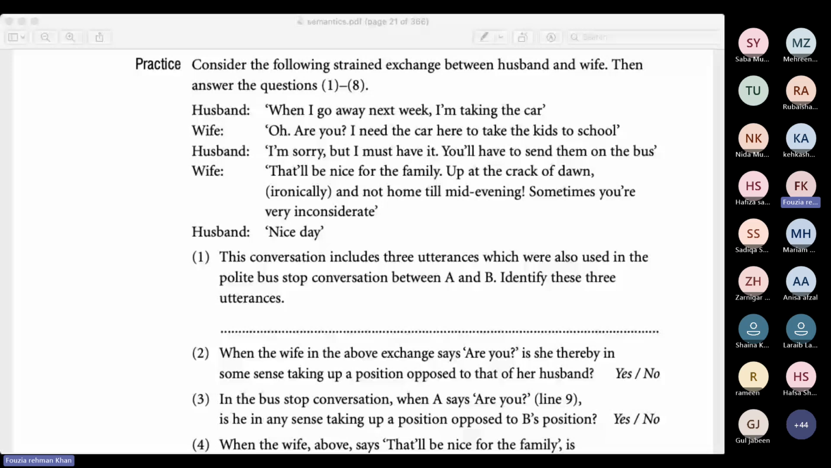On the other hand, when the husband says that he's going to take the car next week, the wife says, "Are you?" It shows her surprise that the husband is so inconsiderate, so unkind that he's not seeing the needs of the family, and he is taking the car for the whole week. Okay, so with this utterance, "are you," she is being sarcastic.